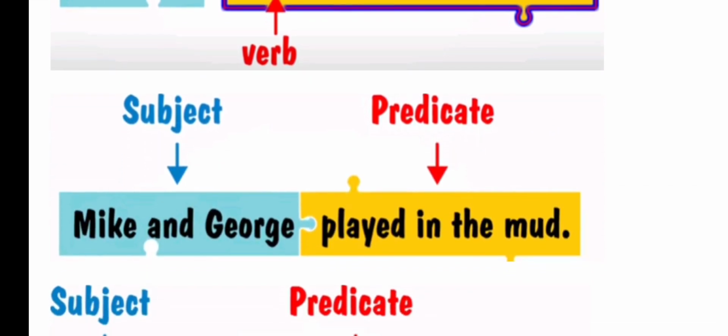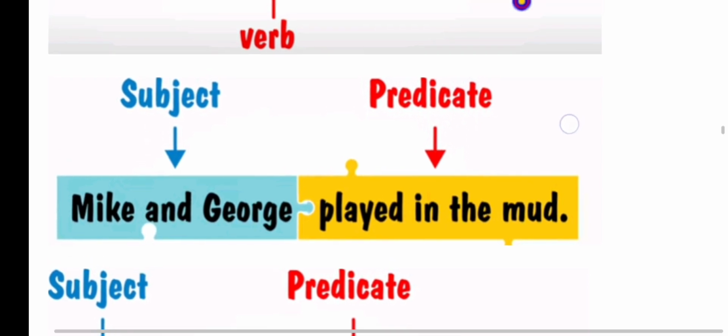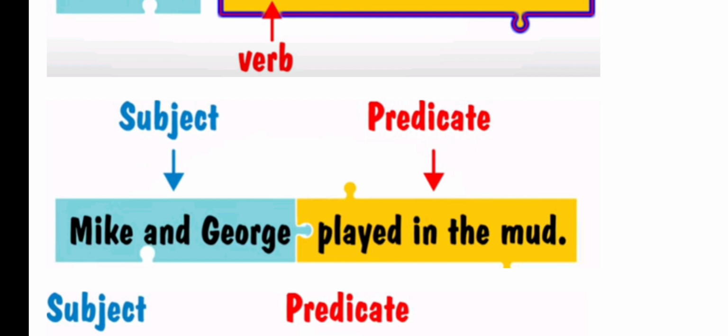Mike and George played in the mud. Now, again, which is the verb present in this sentence? Played. Add a question to this verb. Who played? Mike and George, and that is the answer, and that is the subject. So Mike and George is a noun. They both are nouns, and the same way, that is the answer I asked for with the question, and again it is a subject. Now the remaining part of the sentence, played in the mud, is the predicate. Again, played is a verb that is present in the predicate.